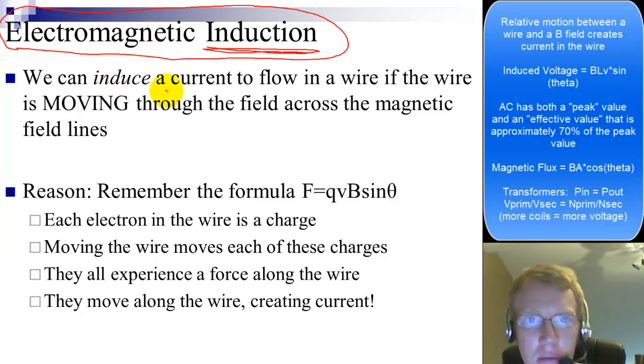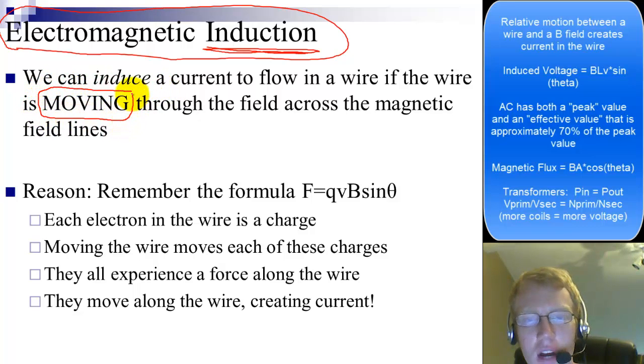So the required thing that's critical in order to get current to flow in the wire is that the wire has to be moving through the magnetic field, or relative to the magnet. So if you just hold a magnet and a wire next to each other, both stationary, there won't be any current flowing through the wire. But if you move the wire across, back and forth, or near or away from the magnet, then current will flow through the wire as long as the wire is moving.